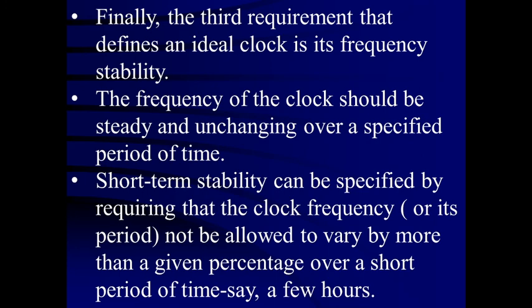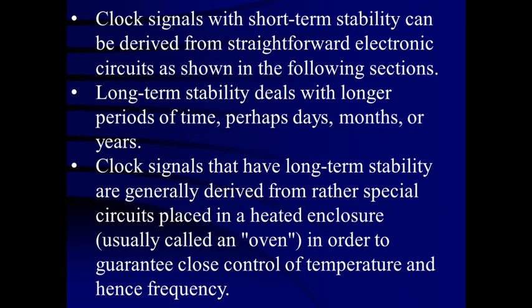Because when we perform some experiment, or when we utilize some circuit for certain periods, maybe a laptop or maybe our practicals or some circuitry which is going to be on for certain hours only, then the clock frequency is required to be stable for that much period only, and that is called short-term stability. A clock signal with short-term stability can be derived from a straightforward electronic circuit, as shown in the following section. So, short-term stability can be derived using a clock frequency generator built from small electronic circuits only.